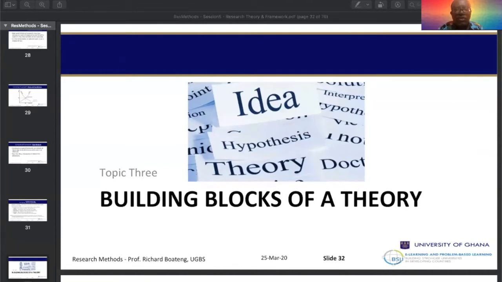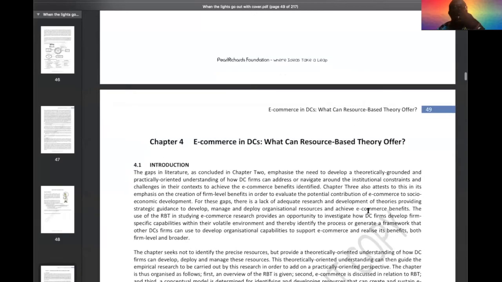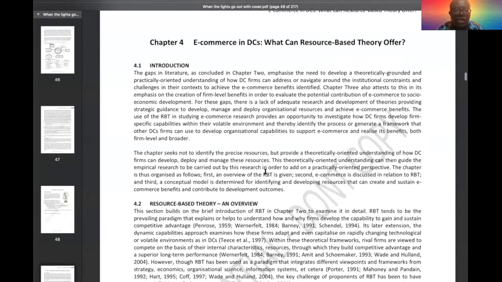Okay, so let me just do a new share and share something with you. What you are seeing right now is my PhD chapter 4. I want to show you something. Chapter 4 is where I developed my research framework. I developed different conceptual frameworks throughout the work, but this is where I brought all of them together. So look at something that's happening here.